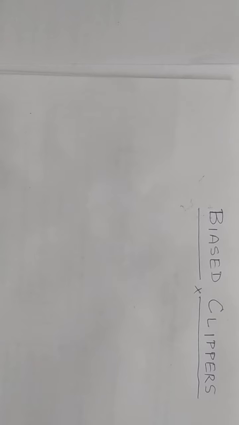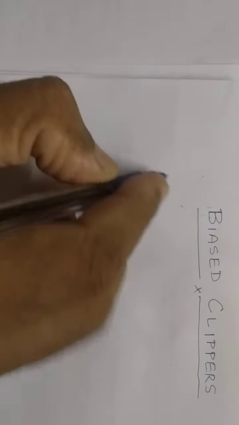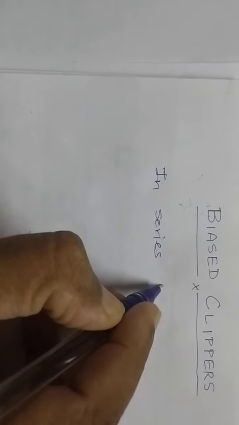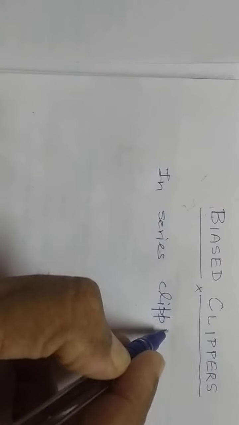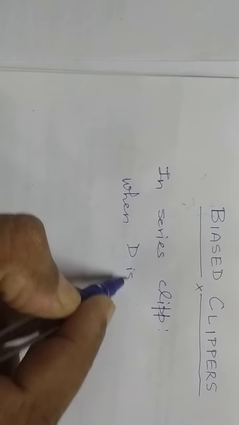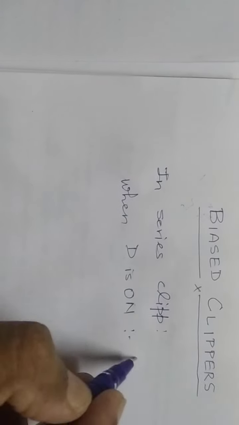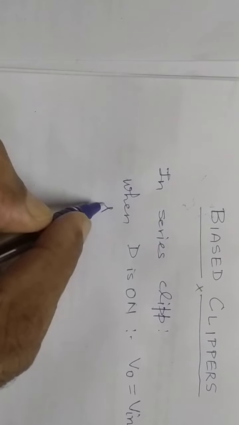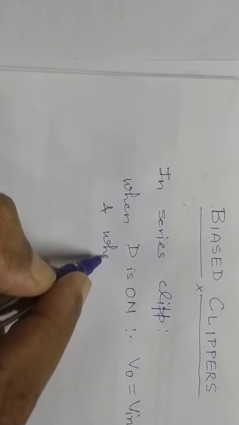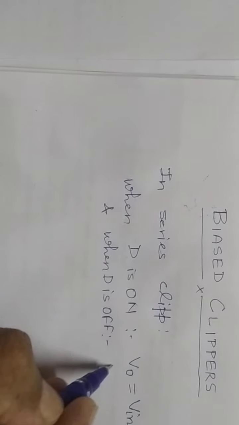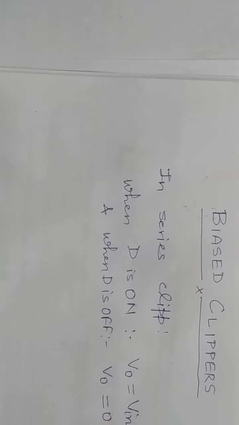We have seen that in case of series clipper circuits, when diode is on, output is equal to input voltage, and when diode is off, then output will be equal to 0 in case of series clipper.